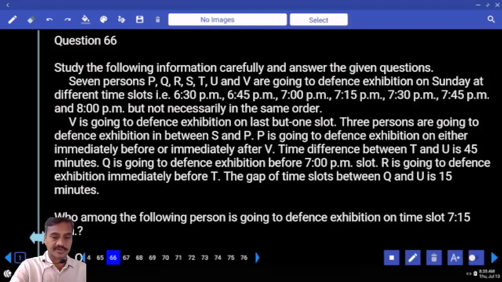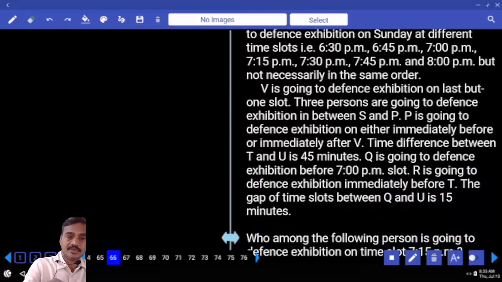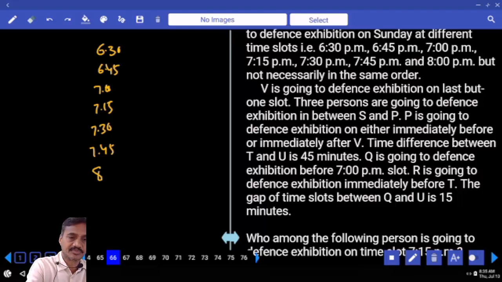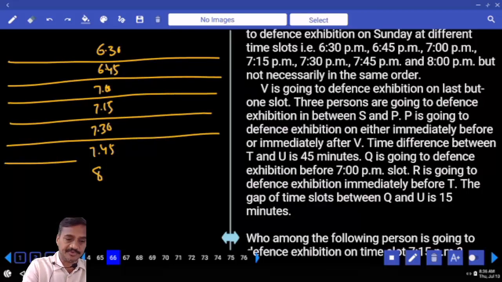Then, now the time slots, if you write here, 6:30 onwards from top to bottom. Now the time slots are 6:30 and the next one 6:45 and 7, 7:15, 7:30, 7:45 and 8 o'clock. Then 7, 7:15, 7:30, 7:45 and 8 p.m.